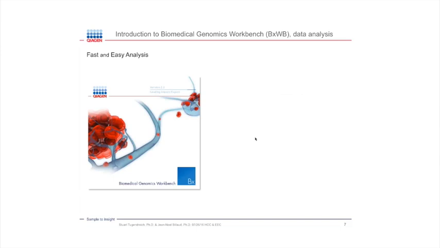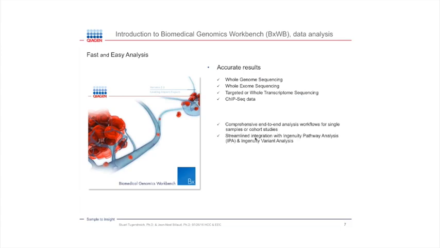And the way I'm going to do it, the software I'm going to use, is the Biomedical Genomics Workbench. And it is incredibly easy to get to results through this. But what I'm going to show you today is just whole transcriptome sequencing. And the Biomedical Genomics Workbench has many more strings to its bow. You can do whole genome sequencing, whole exome sequencing. There's a lot of variant calling tools. You can do ChIP-seq data. You can do bisulfite-seq data.